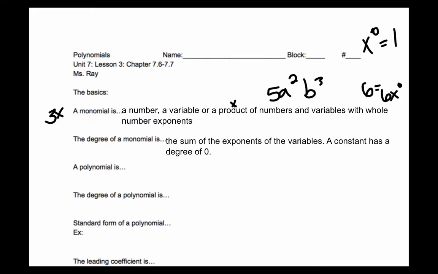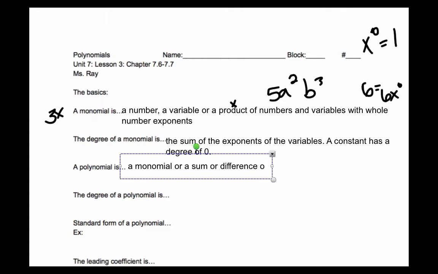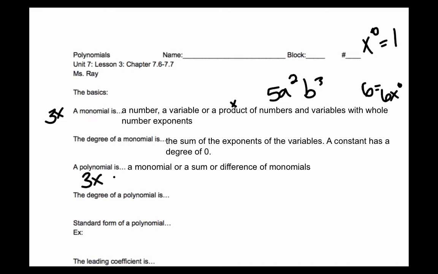All right, what is a polynomial? A polynomial is a monomial or a sum or difference of monomials. A polynomial, for example, is a bunch of these combined. So for instance, 3x plus 5a squared b cubed minus 6. That's a polynomial. There are many variations of these that we're going to be going over.